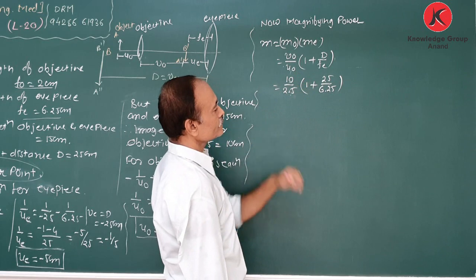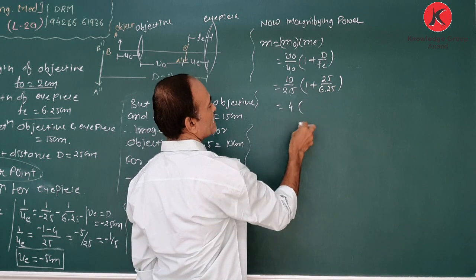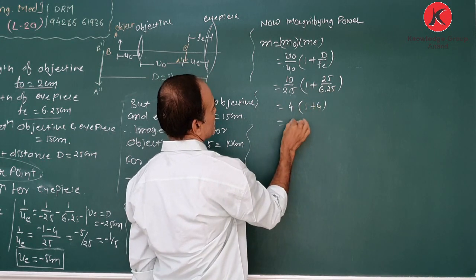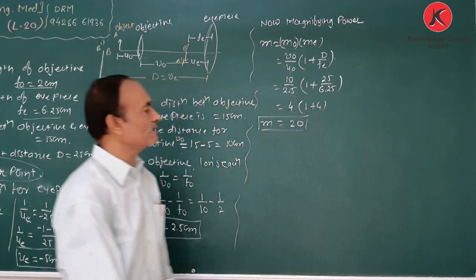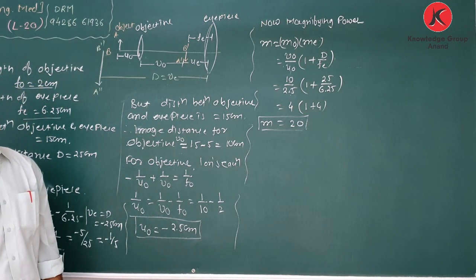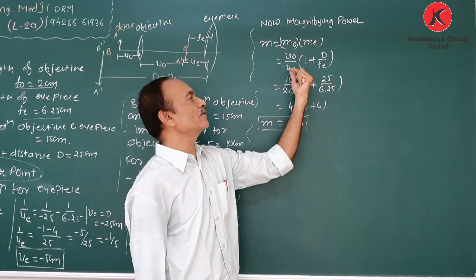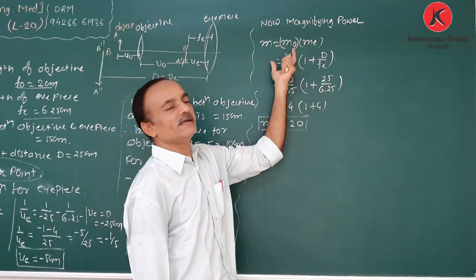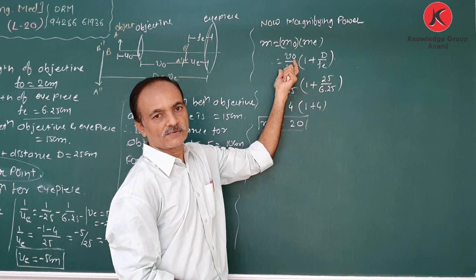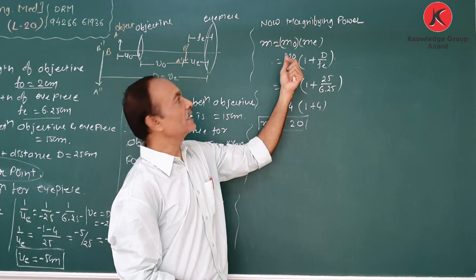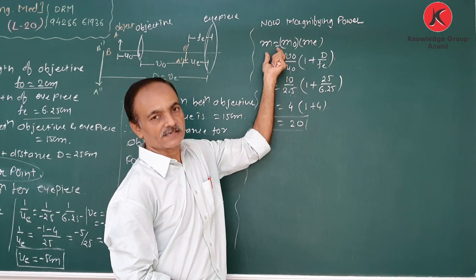Now 10 by 2.5, that is 4. And 1 plus 4, that is 5. 4 into 5 is 20. So the magnifying power of a compound microscope in this case is 20. Now here, what are the values substituted for V0, U0, D, FE? Here we are only interested in calculating the magnification. All values are considered positive, not with the sign convention. Here we only find the magnitude of magnifying power.